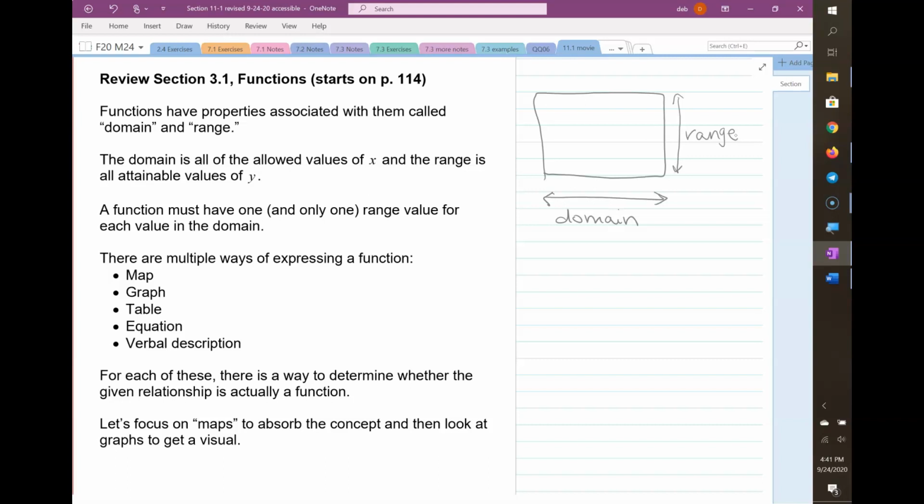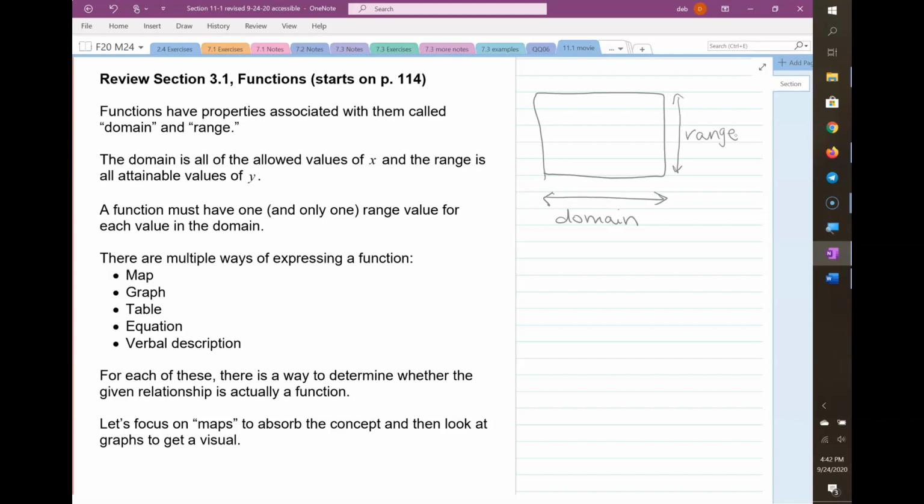So a function has to have one and only one range value for each value in the domain. That's really the main requirement for being a function. There are a lot of ways of expressing a function: a map, a graph, a table, an equation, or a verbal description. And each of these has its merits, and so that's why there are so many different ones.